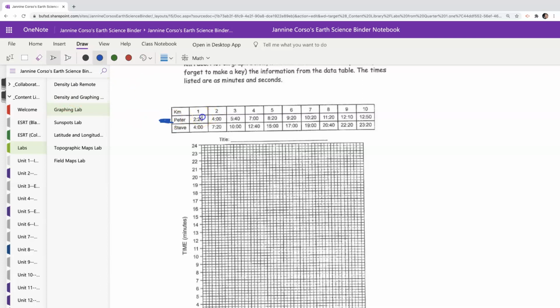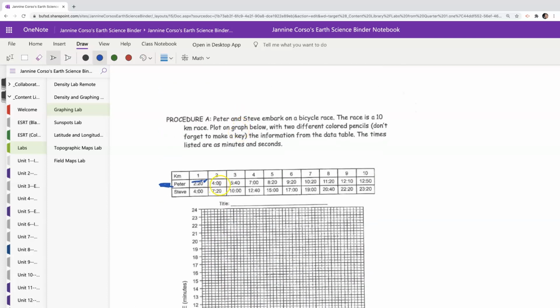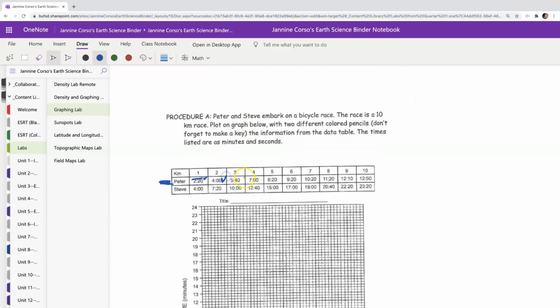I like to personally kind of cross the data off as I do it, or at least make a check. Okay, did that one, go on to the next. So Peter, at his 2 kilometer mark on the race, he was at 4 minutes into his race. So I'm going to go to 2 for my distance, and I'm going to go up to 4. So again, here's your 2 for your distance, and I'm going to go up to 4 minutes. I'm going to make my dot. Again, I'm going to connect as I go. All right, that data is done, and you are going to continue on.